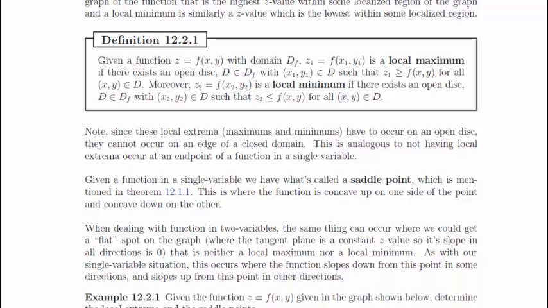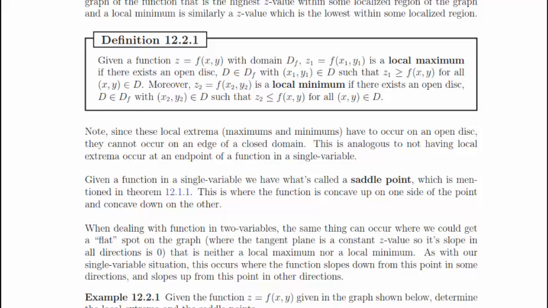Definition 12.2.1: given a function z equals f of x comma y with domain D for f, then z1 equals f of x1, y1 is a local maximum if there exists an open disk D that's within the domain of the function, where the point x1, y1 is also in this disk, such that z1 is greater than or equal to f of x comma y for all points x, y in the open disk D.